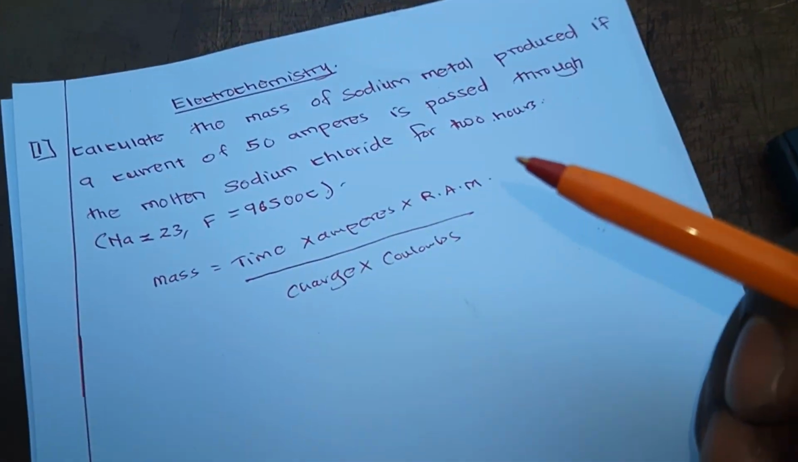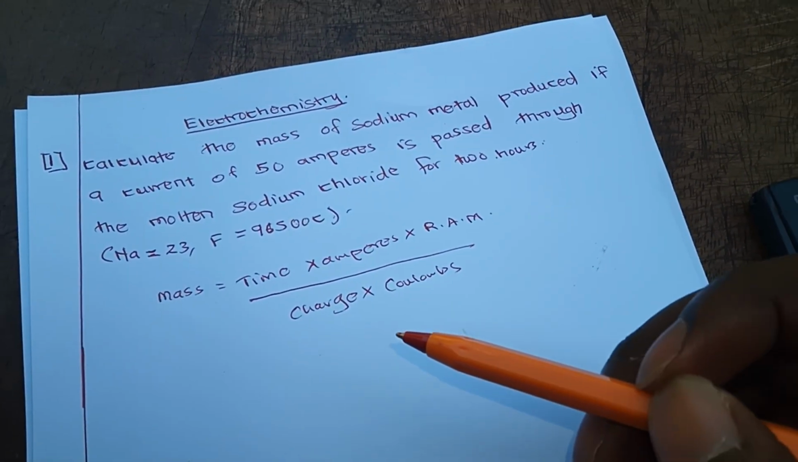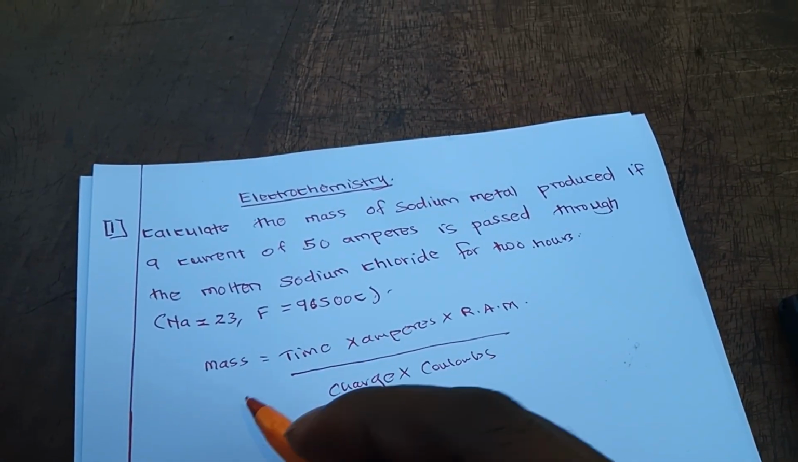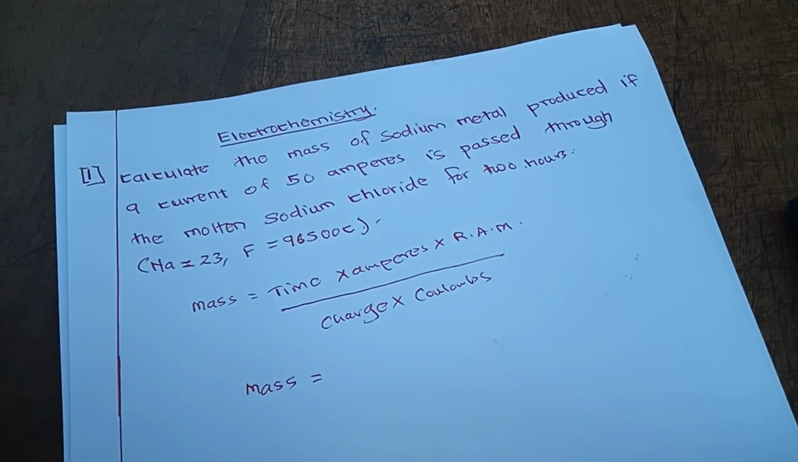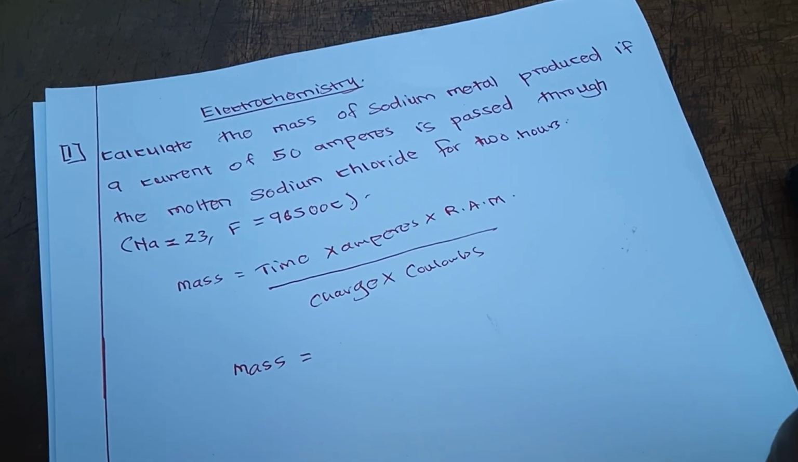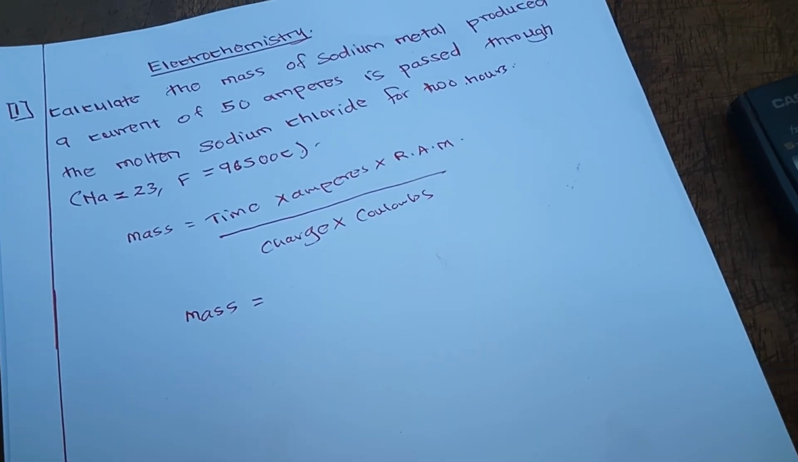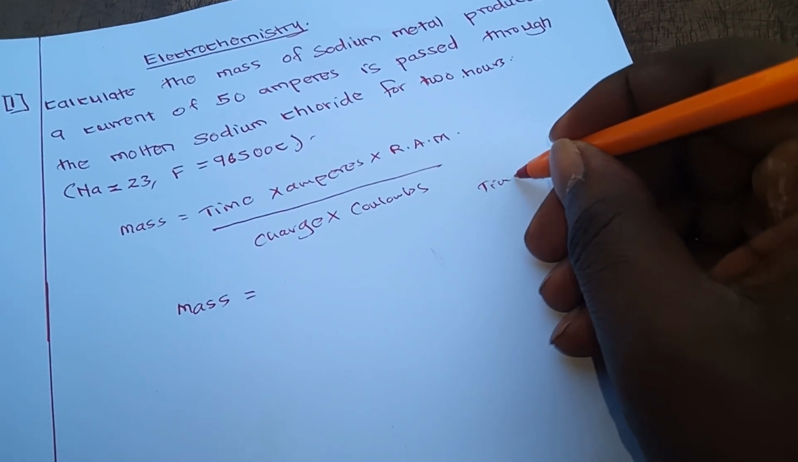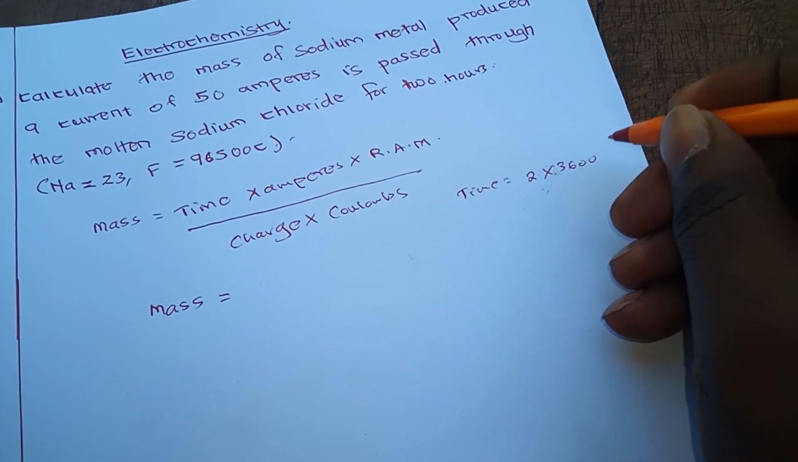So when you are given such kind of a question, you will basically substitute in the values given in the question in this formula. The question is asking for the mass. That's what we are looking for. So you write mass is equal to, so we have time, and that time is 2 hours. And remember, time in electrochemistry is always in seconds. So we will take 2 hours, we multiply with 3,600.